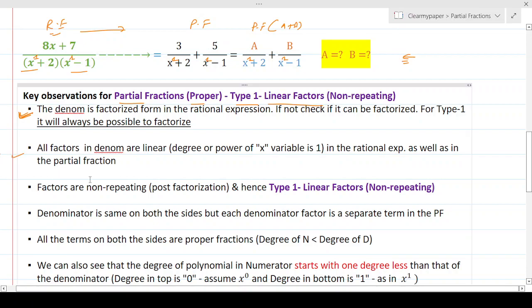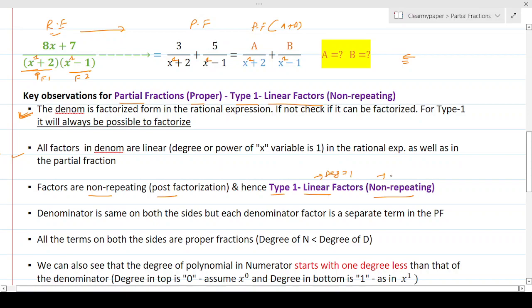The factors are called the individual factors. x plus 2 is one factor, factor 1, and x minus 1 is factor 2. These two factors are non-repeating. Each appears only once: x plus 2 appears once and x minus 1 also appears once, after the factorization. Hence we know that these are type 1 linear factors and non-repeating. Linear means the degree is 1 and non-repeating means it appears just once.